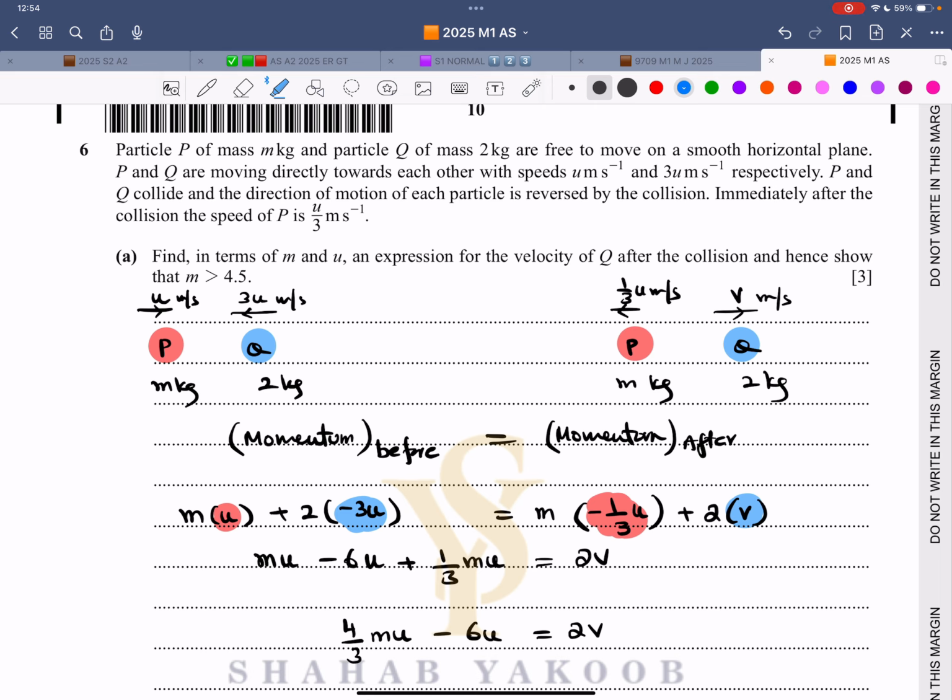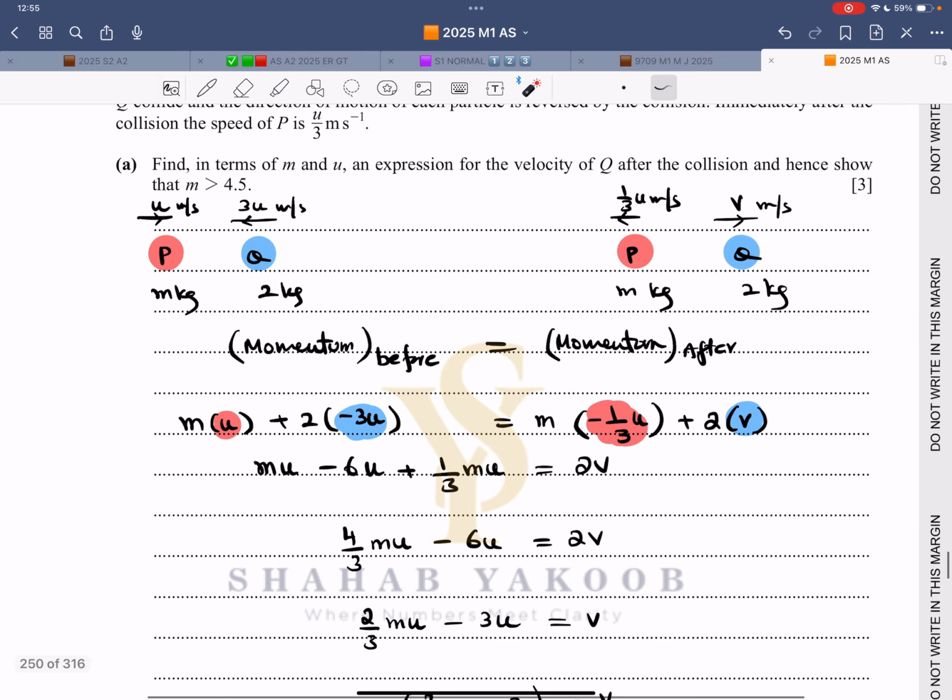So now let's focus over here. Let me read it further. They are moving directly towards each other. These are the velocities, these are the speeds. P and Q collide. The direction of motion of each particle is reversed. Now P will move in this direction, Q will move in this direction. Immediately after the collision, the speed of P is U over 3, that's 1/3 U. Find, in terms of M and U, an expression for the velocity of Q after the collision, and hence show that M is greater than 4.5.